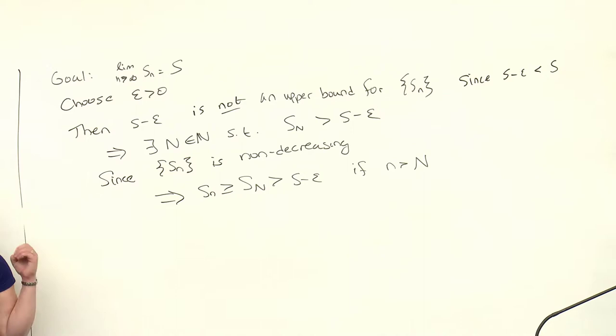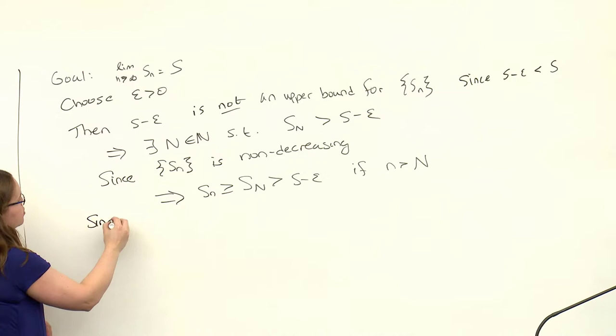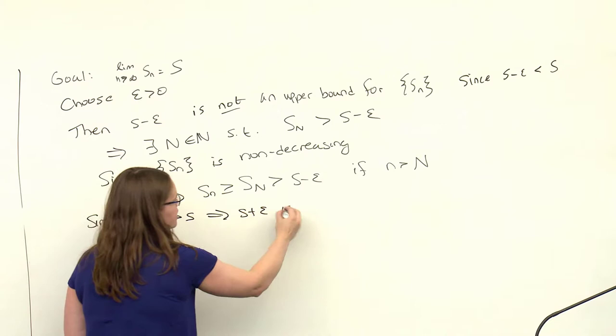We should also compare to S plus epsilon. What can we say about S plus epsilon? It's bigger than all values. So S plus epsilon is an upper bound. If S is an upper bound, then anything bigger than S is also an upper bound. So since S plus epsilon is bigger than S, S plus epsilon is an upper bound.